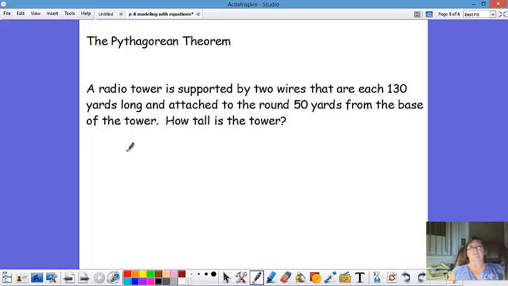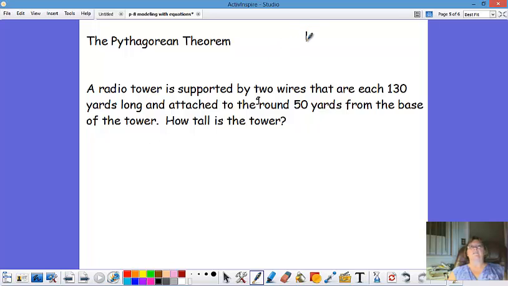It says that we have a radio tower supported by 2 wires that are each 130 yards long and attached to the ground. That should be ground. 50 yards, so I'll just put a G there and we'll pretend that I didn't see that typo. Attached to the ground 50 yards from the base of the tower. How tall is the tower? A picture is in order.